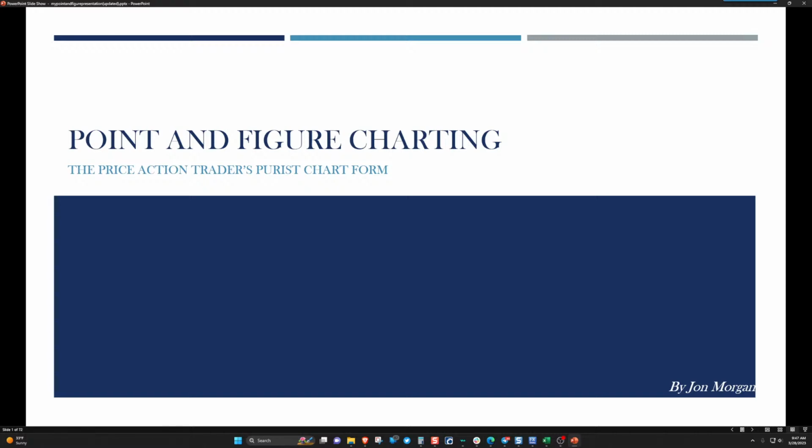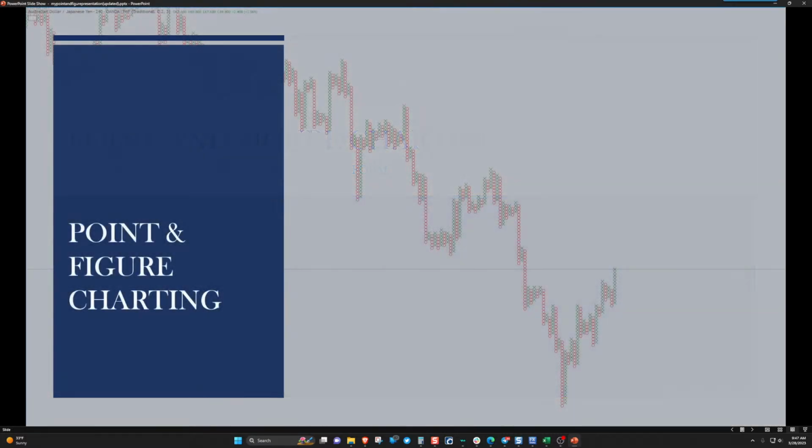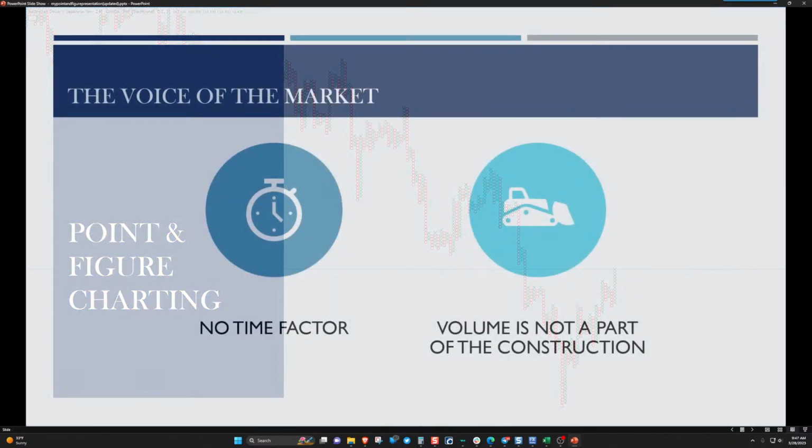So there we go. Point and figure charting is the price action trader's purest chart form. I'm also going to try to eliminate going off the rails on a tangent, so I'll keep it as close to on topic as I can. Point and figure charting looks like a whole bunch of X's and O's, very different from candlesticks.